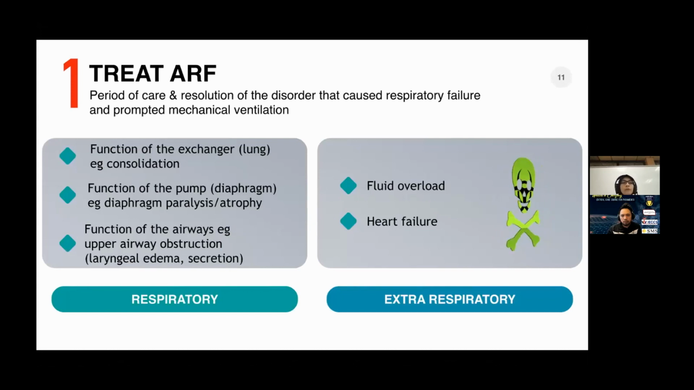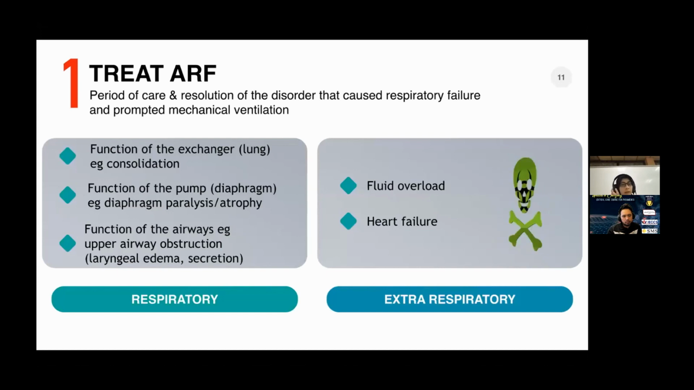And then you need to look at the function of the pump, the diaphragm, for example. Is there any diaphragm paralysis? Is there any diaphragm atrophy? If the patient has diaphragm paralysis, the weaning shouldn't be performed in the ED. It needs to be delayed until the patient is admitted to the ICU. And you look at the function of the airways. For example, upper airway obstruction must all be settled prior to weaning, meaning that the laryngeal edema has been reduced and the secretions have been cleared. If all this upper airway obstruction has been managed, then you can perform the weaning.